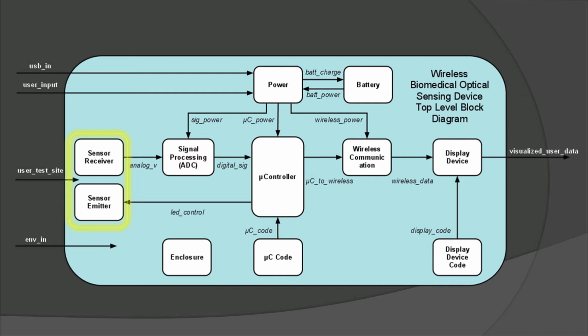The sensor emitter block involves two LEDs, a red LED and an IR LED, chosen for their high intensity relative to their low current draw. Transistors will be used as switches to turn the LEDs on and off, with the timing controlled by the microcontroller using pulse width modulation. The sensor receiver block involves a photodiode and an op-amp. The photodiode chosen is one that is more sensitive to the spectral range presented by the LEDs used, which is 600 nanometers to 1050 nanometers.